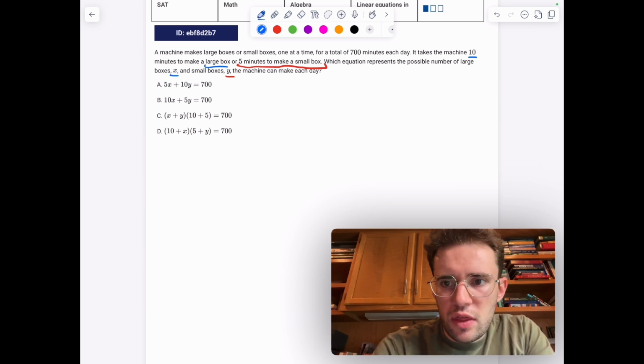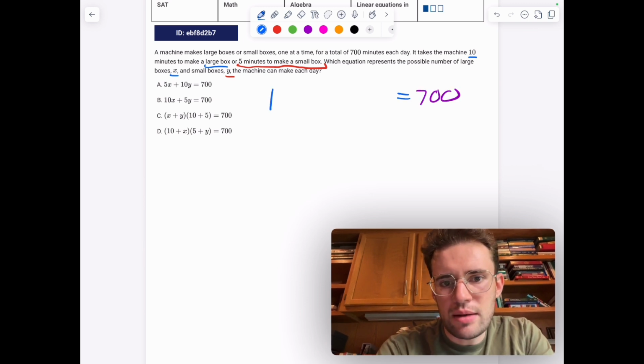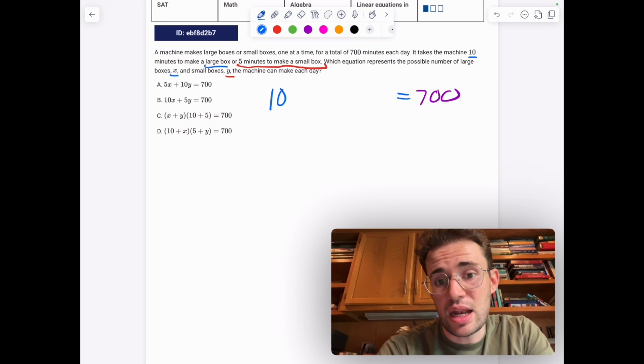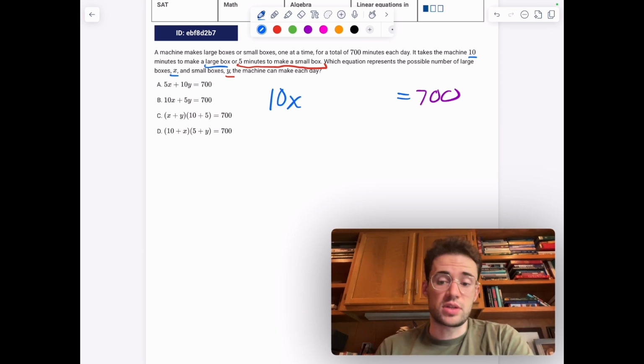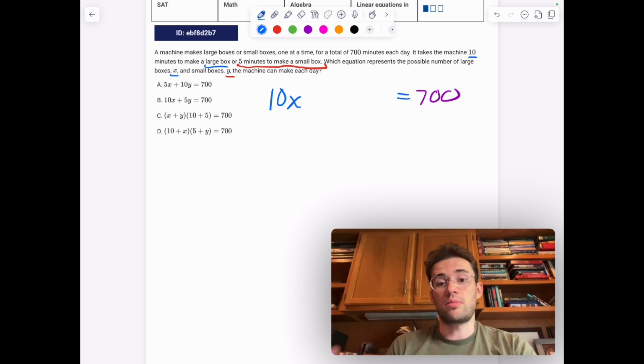So without even looking at the answer choices, it's going to add up to 700 minutes. The large boxes take 10 minutes each, so it's 10 minutes times the number of them, right? If you make only one, that will take 10 minutes. If you make 30, that would make 300 minutes.